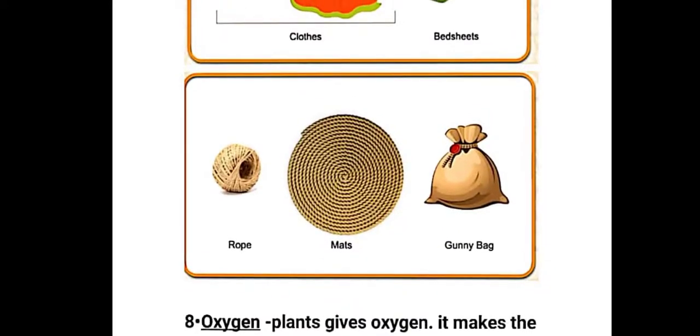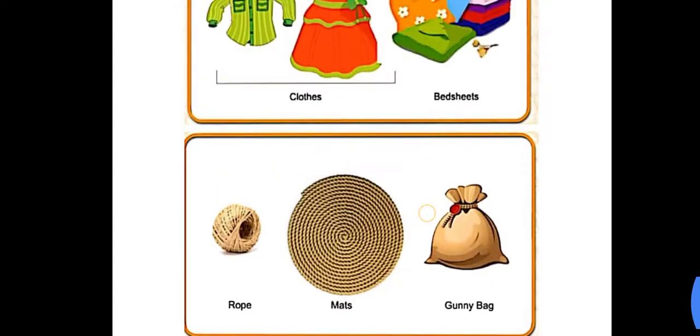Now the next point is shade. Plants also provide shade to the traveler and make the air clean and pure. Next one is firewood. Branches and wood are used as fuel.